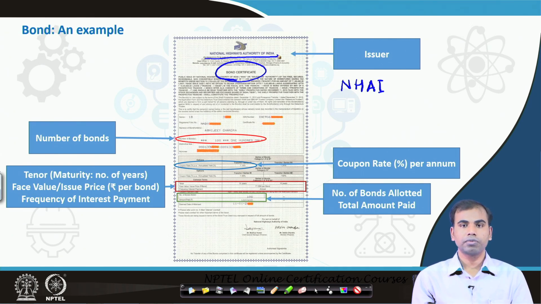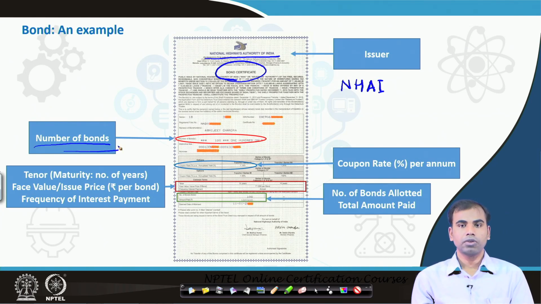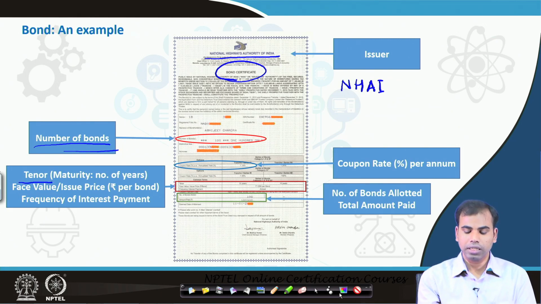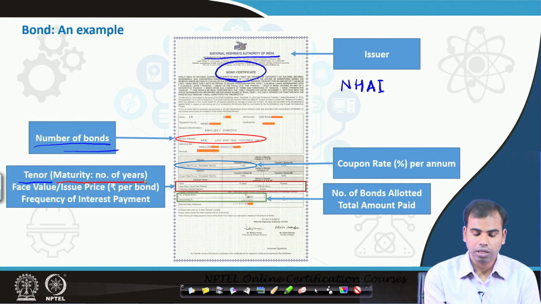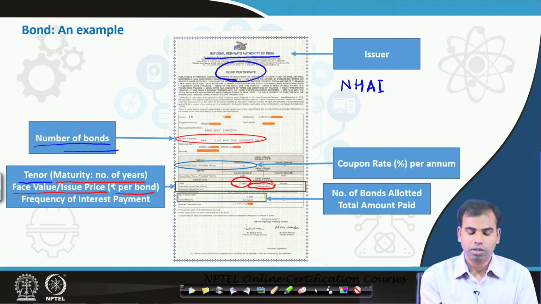The information that is of interest to the bond holder, to those who are interested in buying the bonds, is first the number of bonds that the bond certificate specifies in terms of the holding. Then the tenure of the bond, which indicates the maturity of the bond in number of years. Here the bond has a maturity of 10 years. Then it has a face value or issue price, which is the price in rupees per bond. Here it is given as 1000 rupees per bond, and then finally the frequency of interest payment, which is annual, given here.